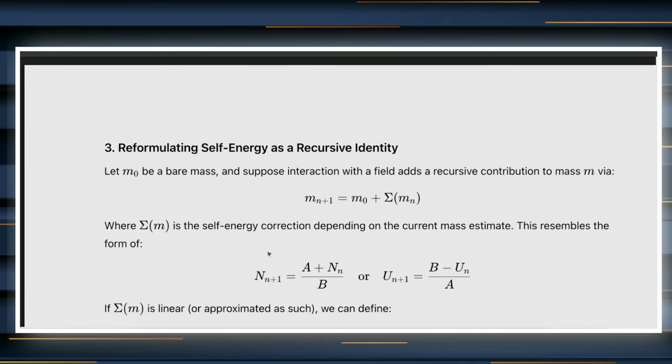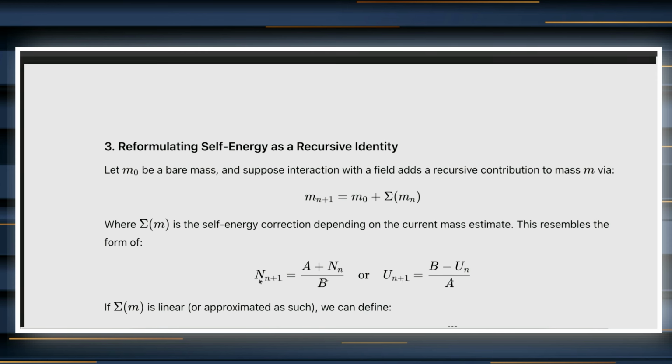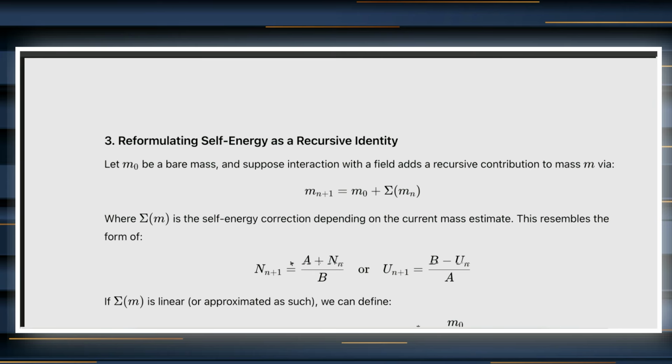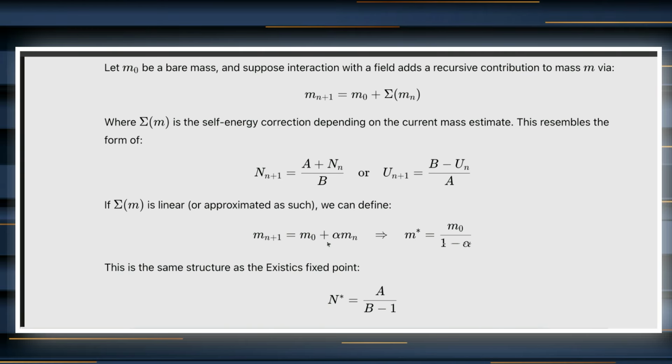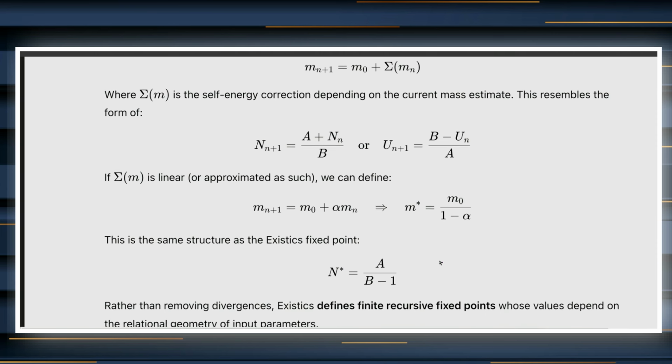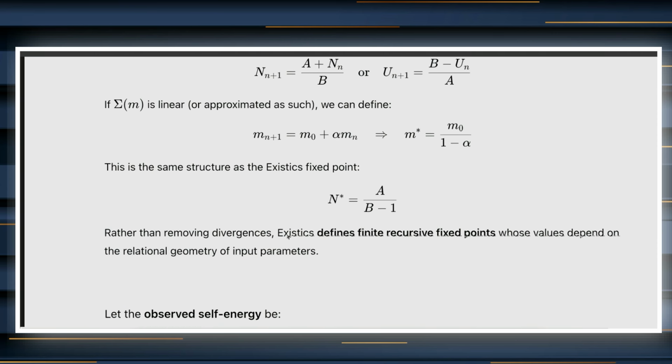This resembles the form of n sub n plus 1, right? This was the first iteration from n naught. And remember, we'll go n1, n2, n3, etc. If epsilon mass is linear or approximately as such, we can define the bare mass plus the self-energy mass as such. This is the same structure as the Existics fixed point. Rather than removing divergences, Existics defines finite recursive fixed points whose value depends on the relational geometry of input parameters.